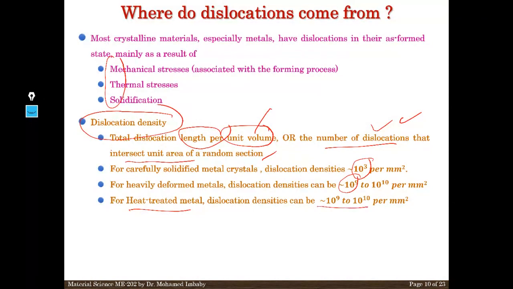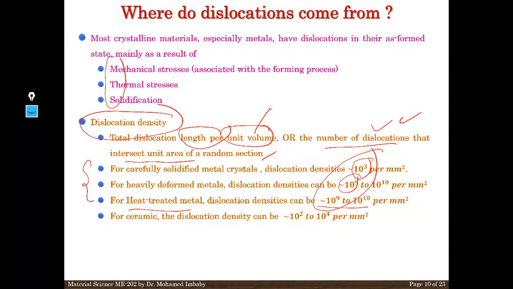Before I continue, this is my strategy. I'm always asking students to get a conclusion. If you look at here, I can get a conclusion from the three. If you make a careful solidification of the material, you expect less density or fewer dislocations than when you do a heat treatment or heavy deformation. Correct or false? Correct. I don't memorize the numbers, but I get the conclusion between them. Is that clear? Yes, Doctor. Okay, let me move forward.